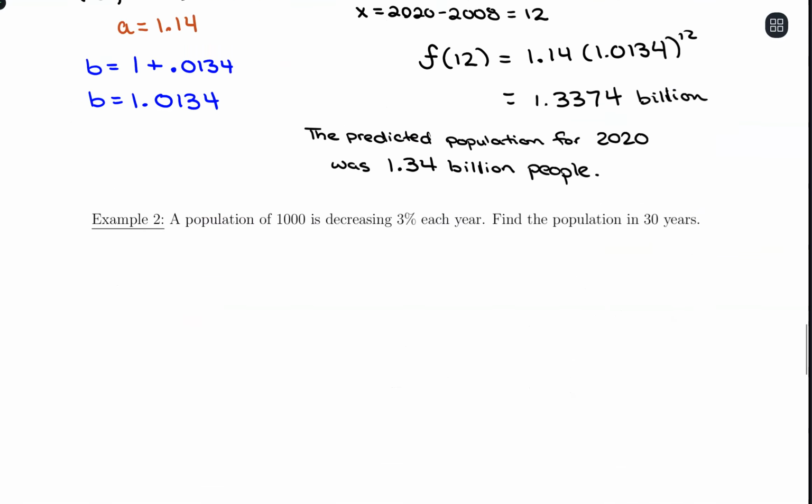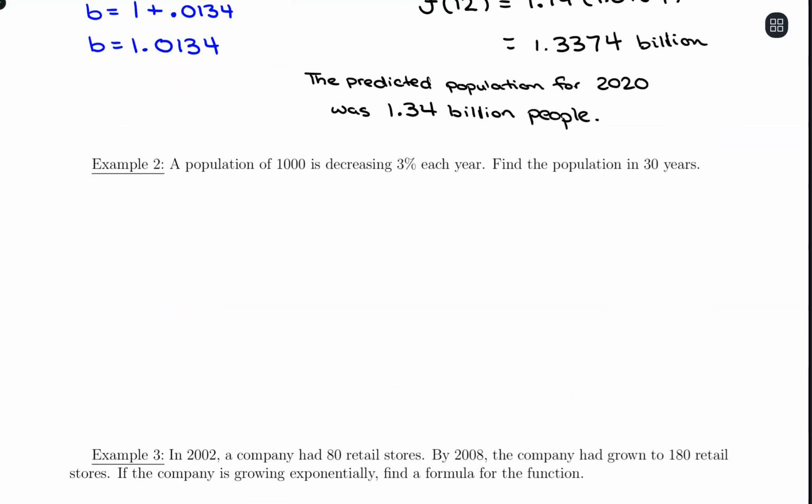All right, this next question. A population of 1,000 is decreasing 3% each year. Find the population in 30 years. All right, so that 1,000 is our initial value, so we're going to be using a equals 1,000. Then for b, we would be taking 1, and then we would do minus because it's decreasing. And then our rate is that 3%, or 0.03. So for b, we're calculating 1 minus 0.03, which is 0.97.